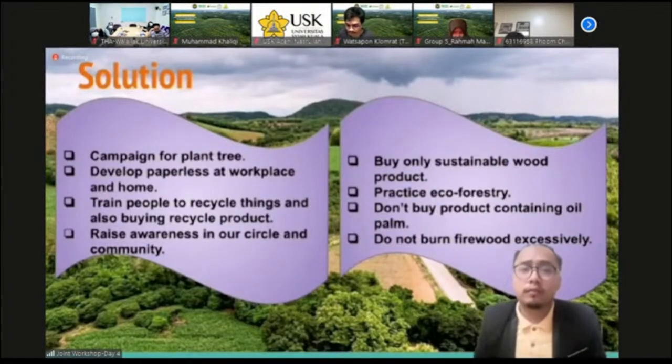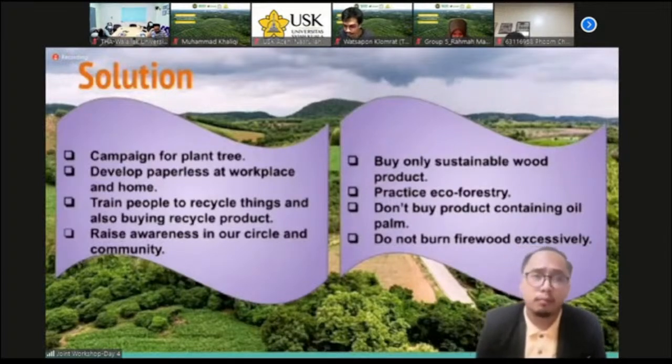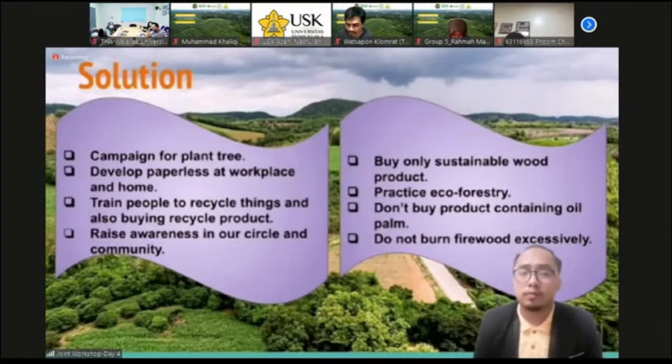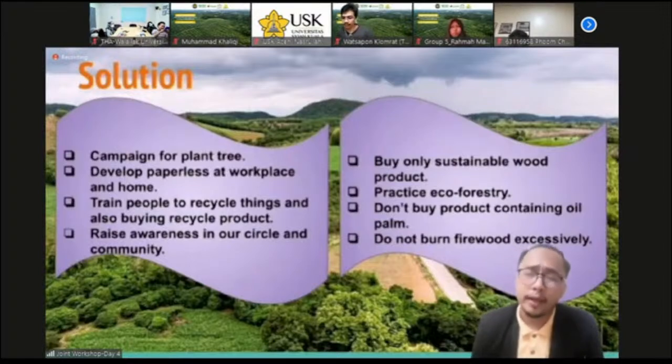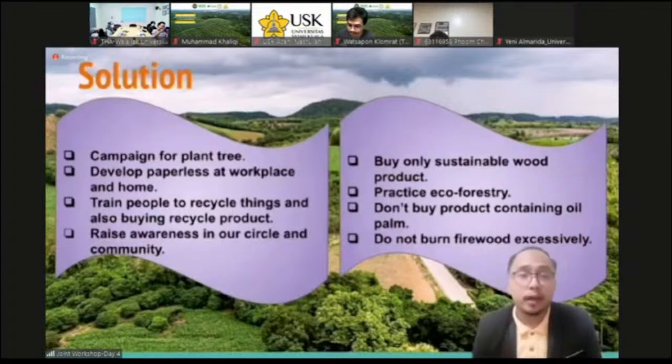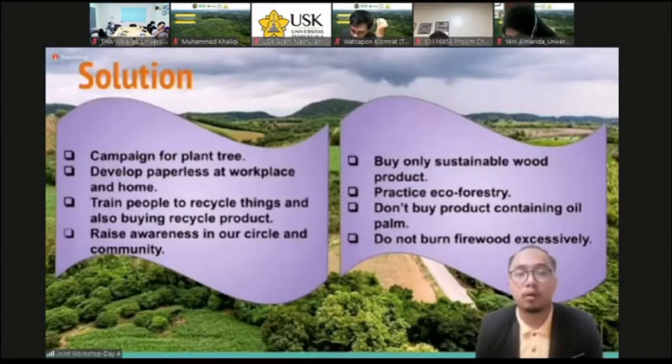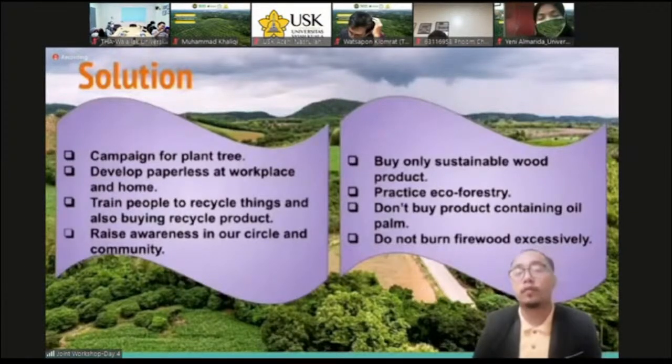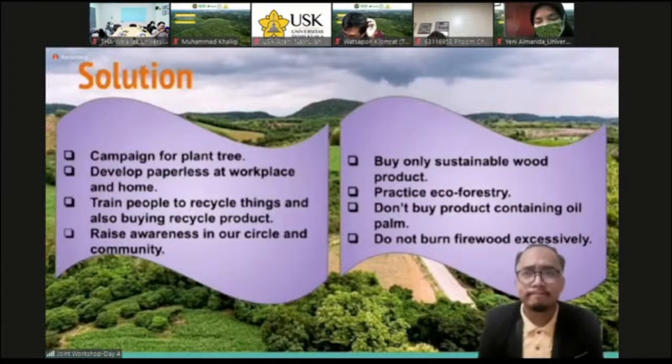And then raise awareness in our circle and community. Major environmental problems such as deforestation often continue to occur because of a lack of awareness and knowledge about the problem. By educating them about the effect of their actions, such as palm oil consumption, the amount of deforestation can be reduced.